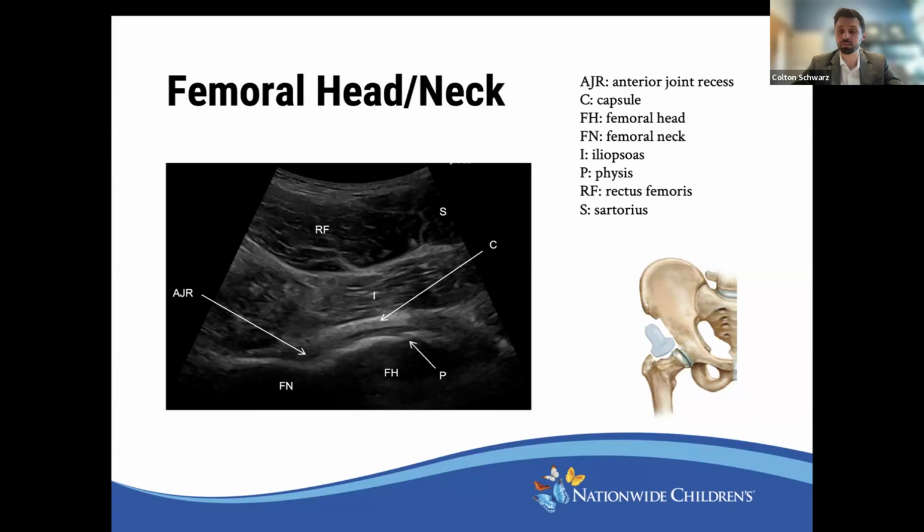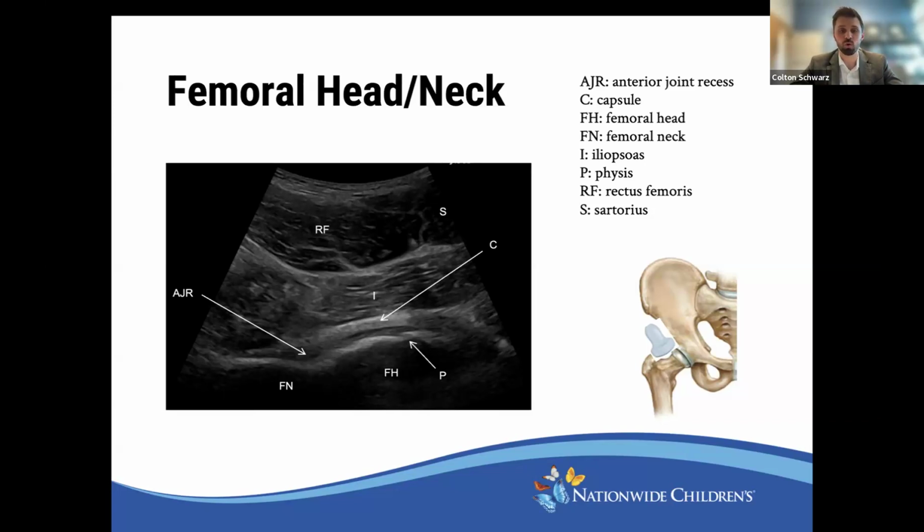You can measure the total thickness of the capsule fairly easily when there's no fluid between the two capsule layers, as we see in our patient here. Normal thickness is around 6 millimeters or less. You can also measure the anterior joint recess, and a difference in joint recess thickness over 2 millimeters is suggestive of an effusion or inflammation.